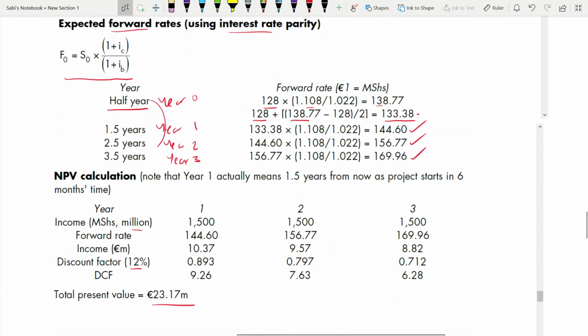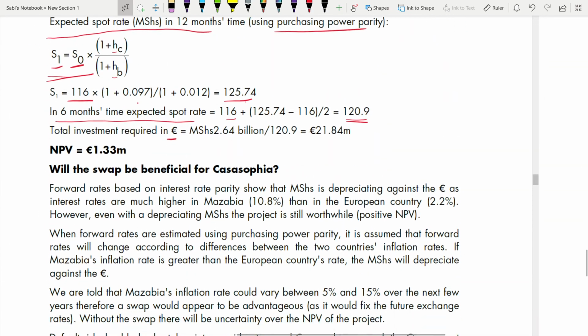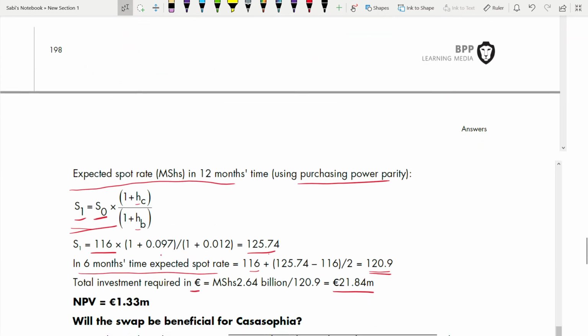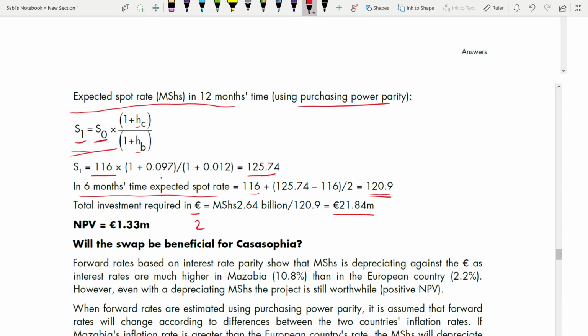Now, that 2.64 divided by this, you are getting your total investment, 21.84. Now minus it from your present value. What was your total present value? 23.17. So 23.17 minus 21.84 is 1.33 million net present value. It's a positive net present value, right? So we have got that as well.